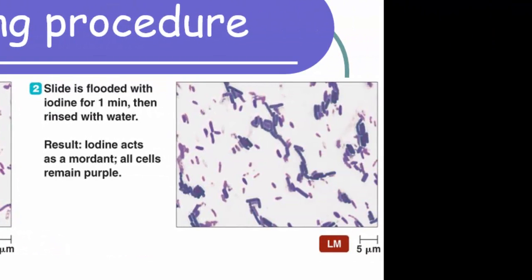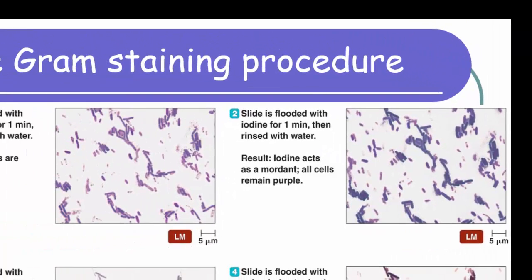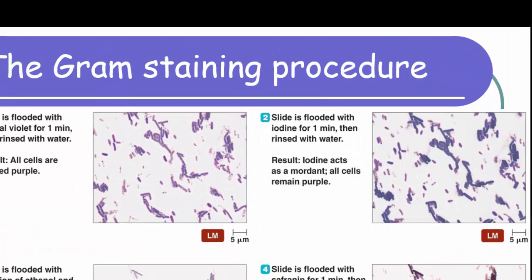In photograph 2, the slide has been flooded with iodine for 1 minute. We will actually do 2 minutes in the laboratory because this makes a better stain. Then again, rinsed with deionized water. The result: the iodine acts as a mordant. What's the difference between slide 1 and slide 2? Can you see the more obvious staining effect that the mordant has allowed us to see?